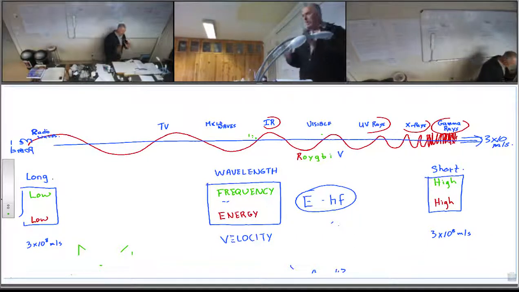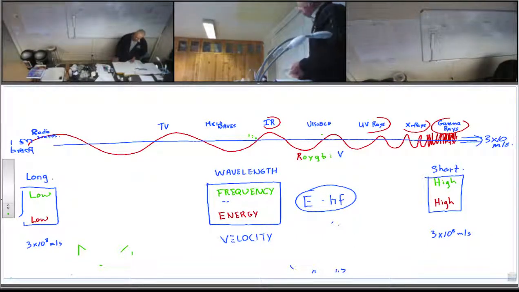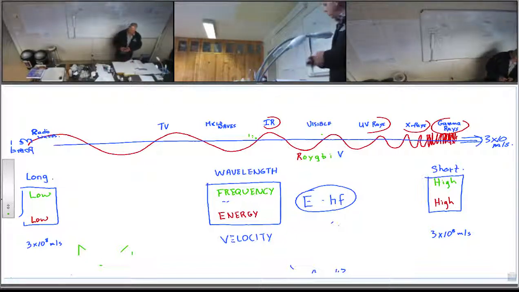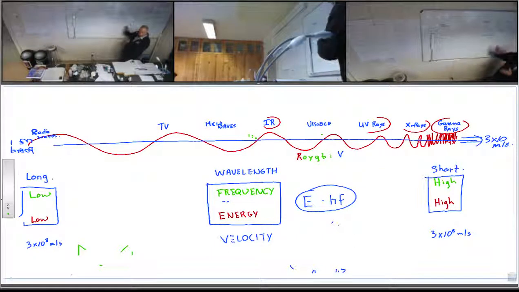Right. That's where we're going to stop today. Tomorrow we start on with the particle theory of light and the photoelectric effect. Today we've covered the wave theory of light. Tomorrow we'll prove all of this wrong.